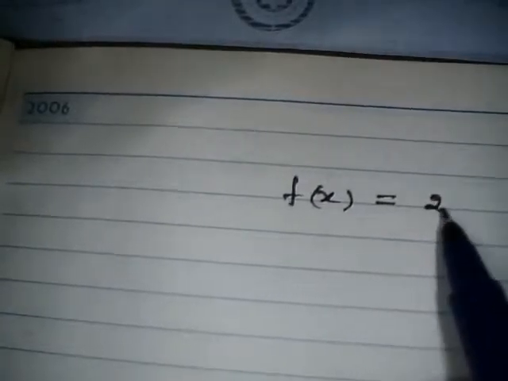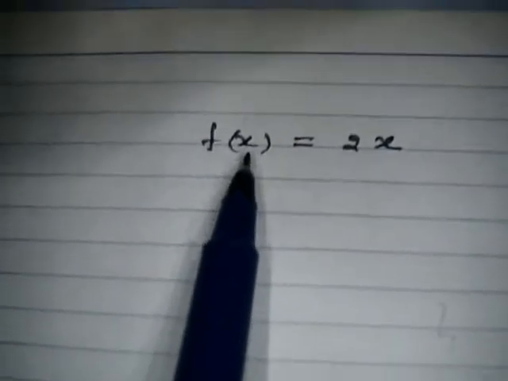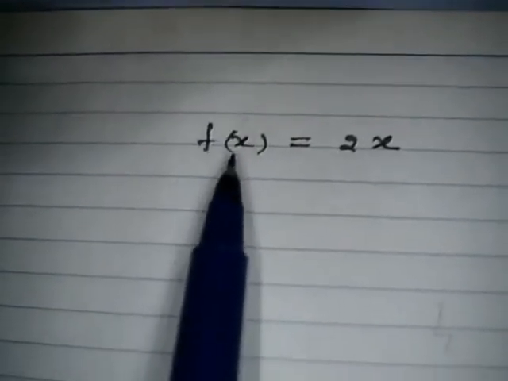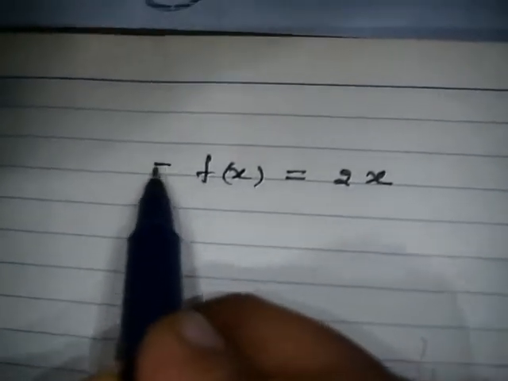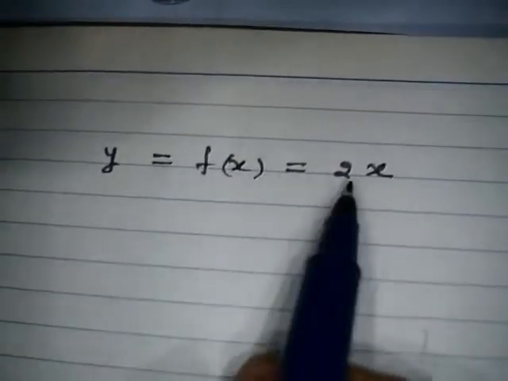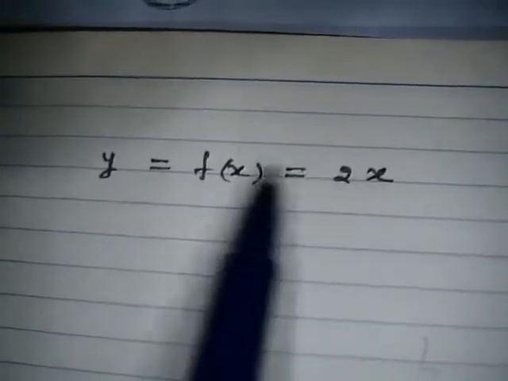Suppose I have written here f of x equals 2x. This is a function of x. Function is written in terms of x, or sometimes in books you can see y equals 2x written. So either you write f(x) equals 2x, this is a function of x because it is written in terms of the variable x.